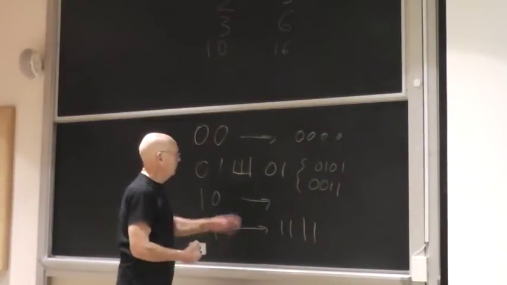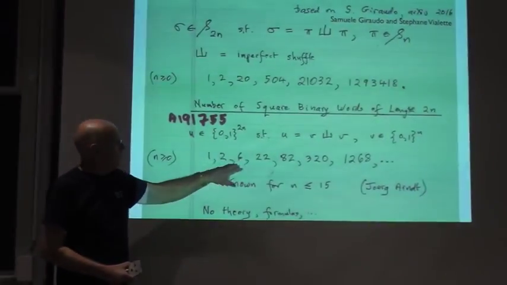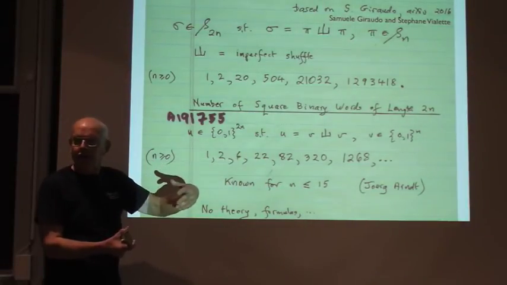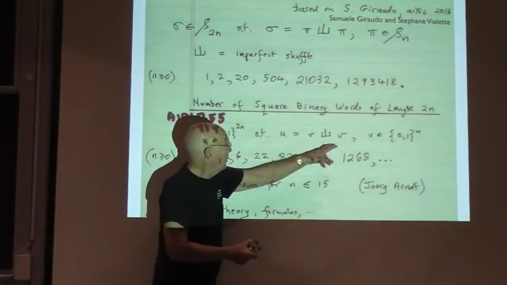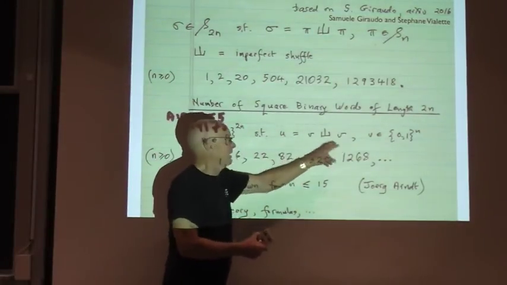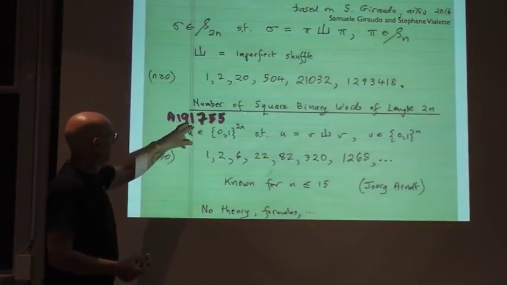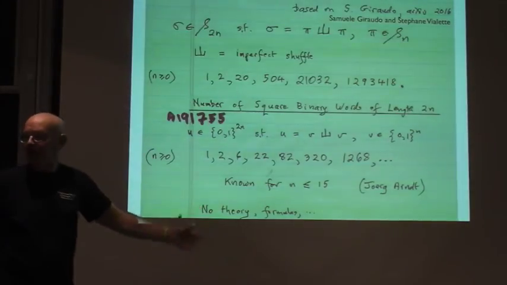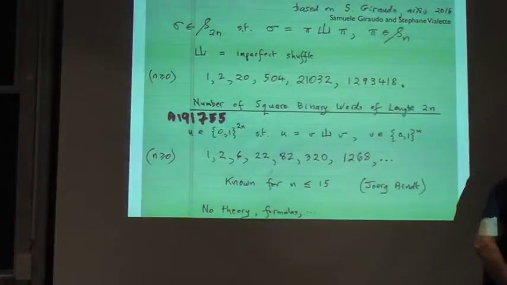So we have 6. So that's this 6 here. That's the number of square binary words: a binary word shuffled with itself in all possible ways. How many are there? And the answer is, it's sequence 191755. We know 15 terms, and there's no theory as far as I know, no formulas. It looks like a nice combinatorial question.